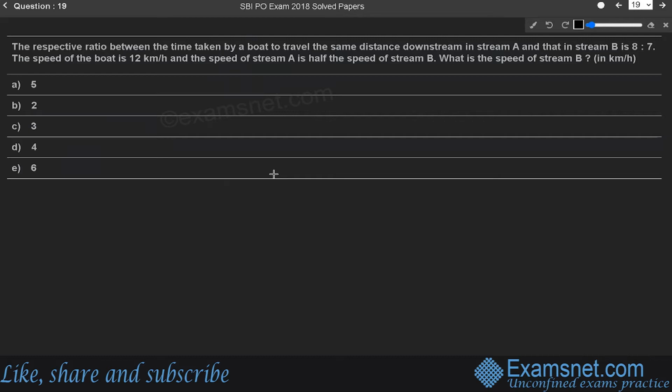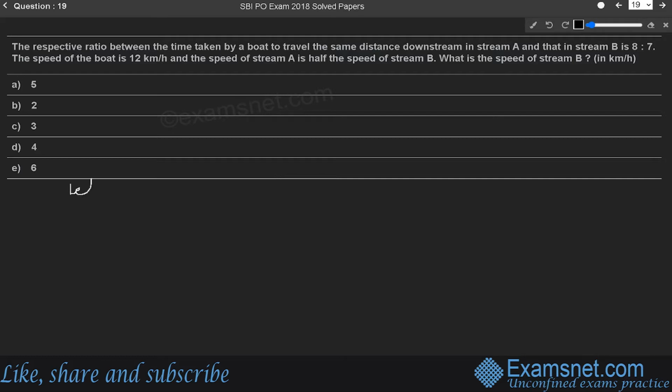Next question is a very interesting question, and this kind of question always comes in the exam. The respective ratio between the time taken by a boat to travel the same distance downstream in stream A and that in stream B is 8:7. The speed of the boat is 12 km per hour and the speed of stream A is half the speed of stream B. What is the speed of stream B in kilometers per hour?